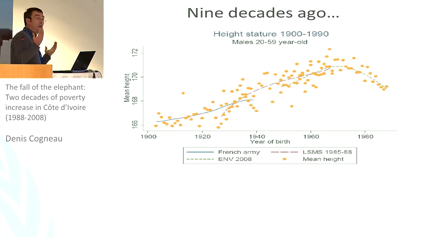I could also take a much longer look backward, because we also recently collected data from the military conscription into the French colonial army. Basically you have here the growth in height over 9 decades, starting in 1900, and this picture more or less corroborates the idea that the crisis started for the generations born in the 1970s. You see the reversal of the great height gains that were accumulated over 80 years is indeed located in the last period.